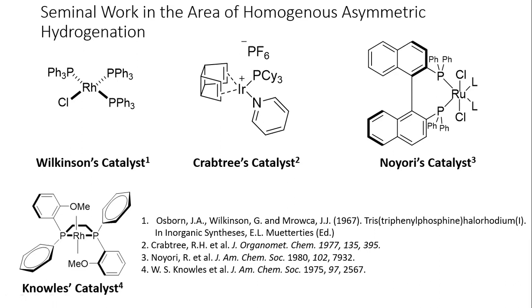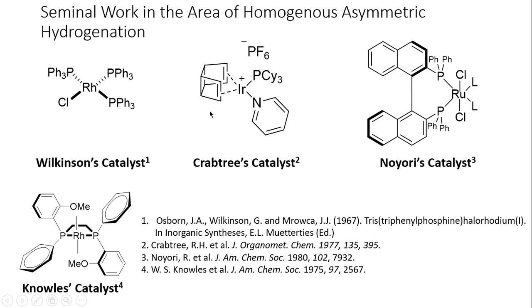And then Noyori developed this chiral catalyst, this ruthenium BINAP catalyst for hydrogenation. And then Knowles, this is the Knowles catalyst. It's like a BiPAMP. I think that's the abbreviation for that. But it's a rhodium catalyst, similar to the Noyori catalyst, and they actually split the Nobel Prize in chemistry for their work in asymmetric hydrogenation. So the Knowles catalyst dates all the way back to 1975. So this technology has been developed over multiple decades to get to where it is now.